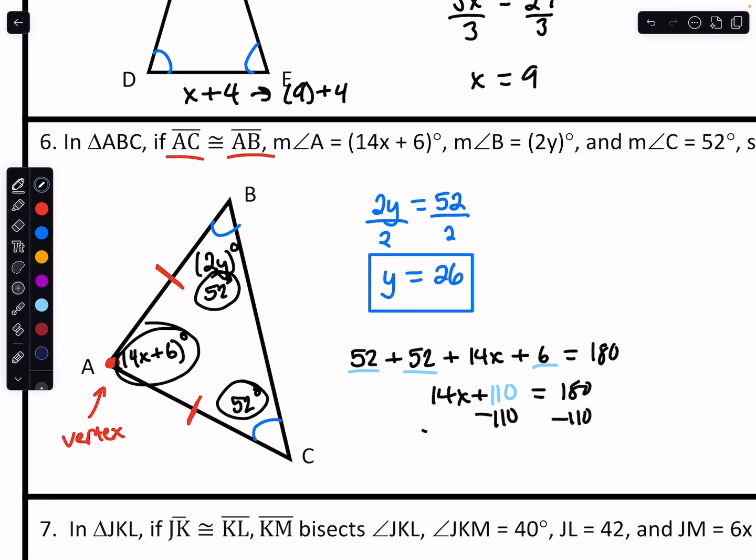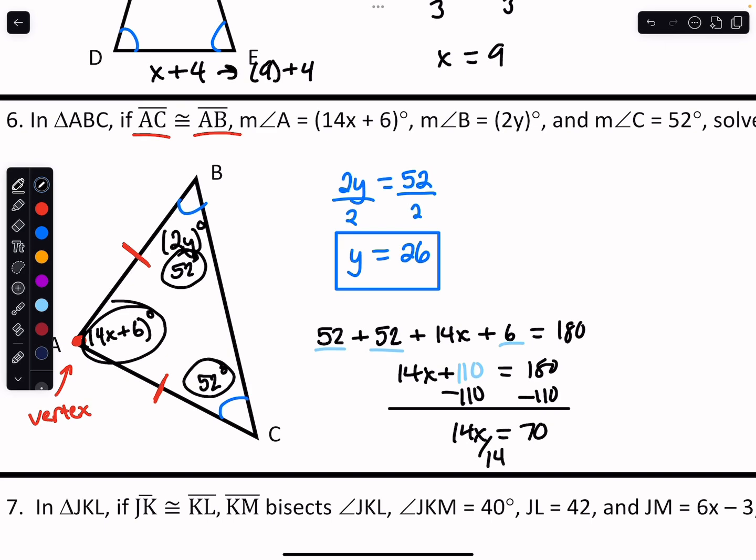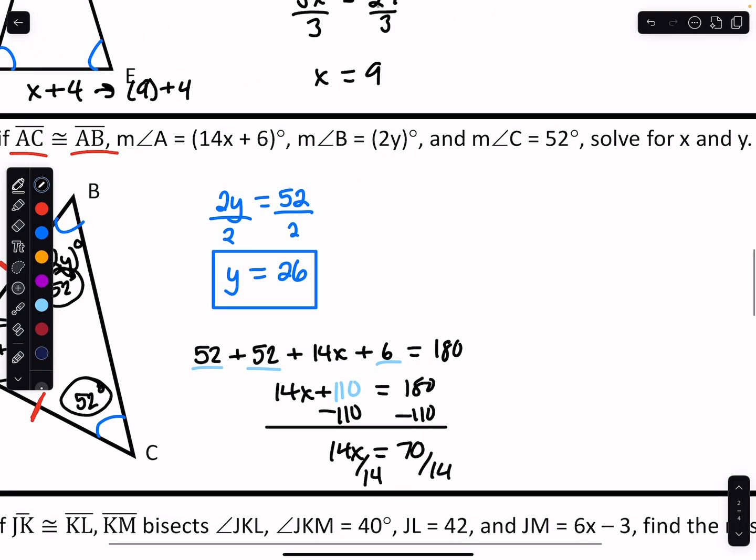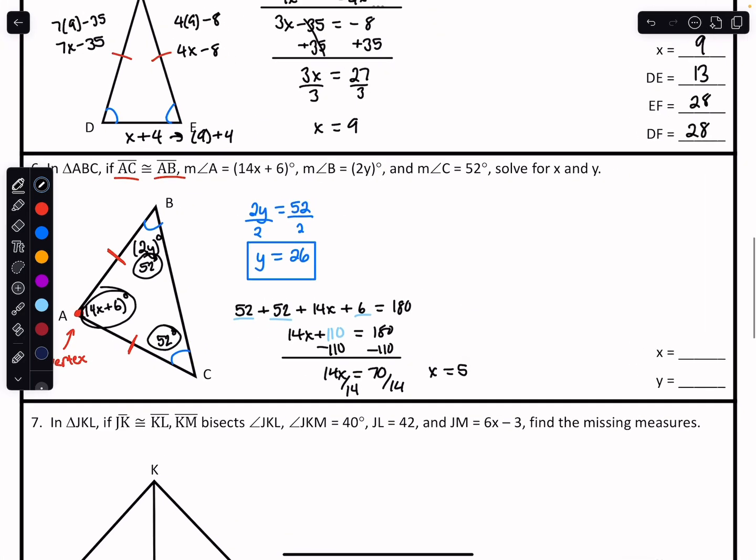Subtract the 110 to both sides. 14x is going to be equal to 70. And now we can divide both sides by 14. We'll get that x is equal to 5 again, right? Another problem where x is 5. But now we know that x is 5 and y is 26.